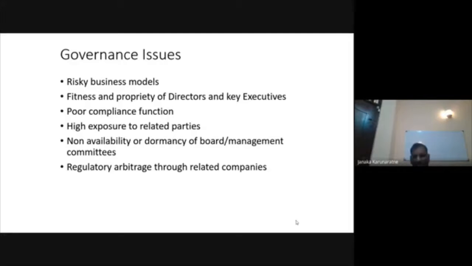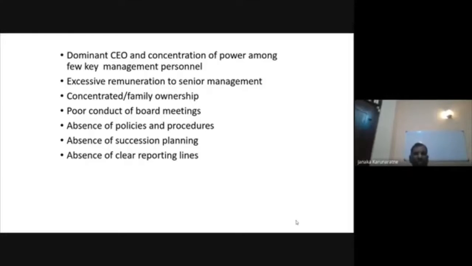If you are part of a group structure, it is very important to ensure regulatory arbitrage is not done. If you do, that's a clear sign of a governance issue and also future risk. Dominant CEO and concentration of power among few key management personnel.